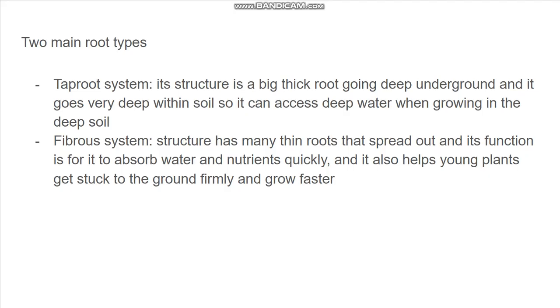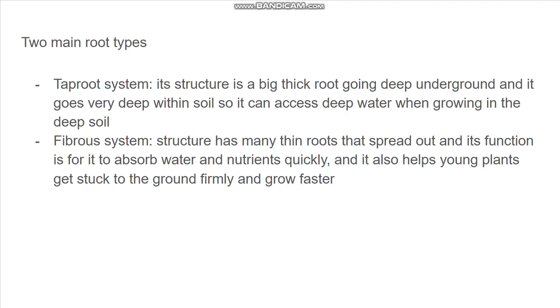And then the next is the fibrous root system, and it has multiple thin roots branching out of it, so it will absorb water and nutrients quickly, and it also helps young plants get stuck to the ground firmly and grow faster. So the fibrous root system has multiple thin branches coming out, and its function is to absorb water and nutrients quicker, and allow younger plants to grow faster as well, and to be stuck to the ground.